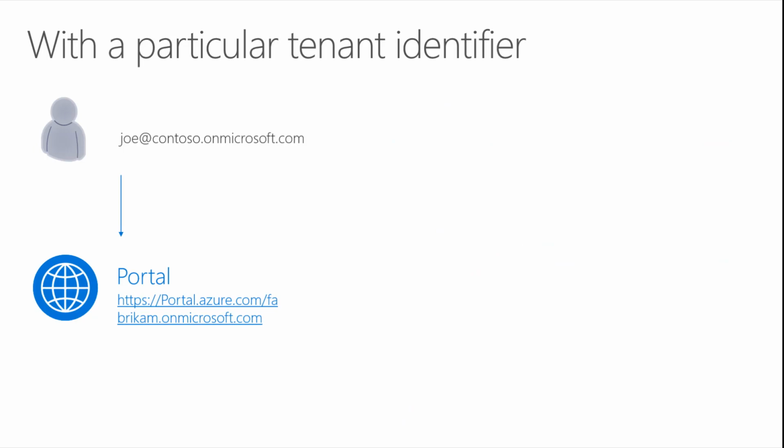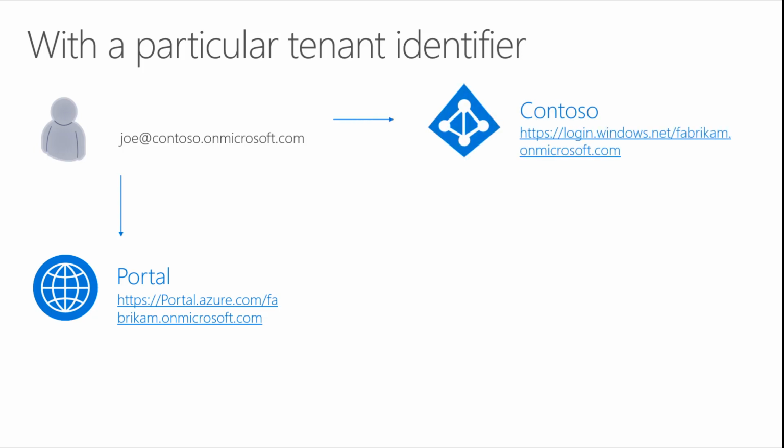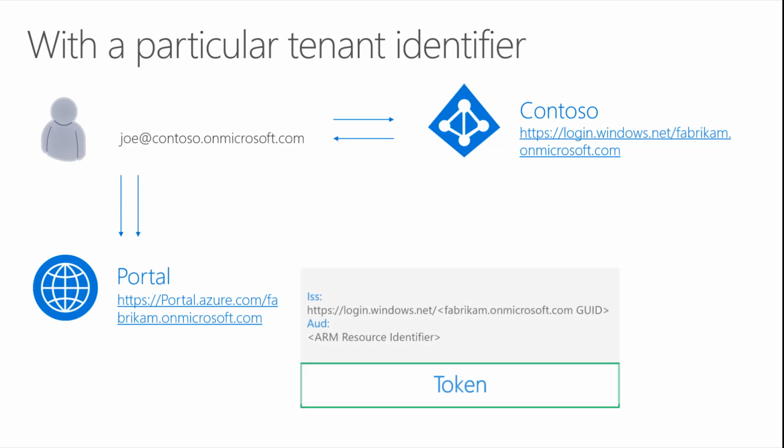The user could be a member of multiple tenants. So in this scenario we're looking at a particular tenant identifier. When Joe logs in, he gets logged into his home tenant, not the other directory tenants. If Joe wants to access another directory, he can go to the picker at the top right, or Joe can explicitly log into the desired tenant by appending that directory tenant name at the end.